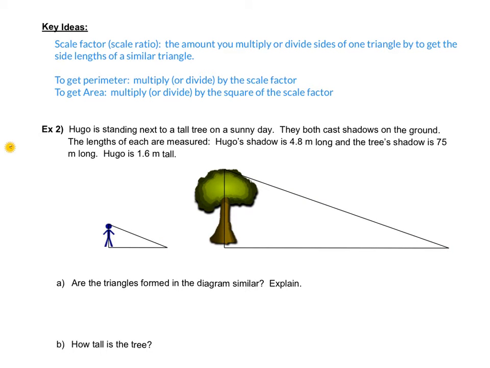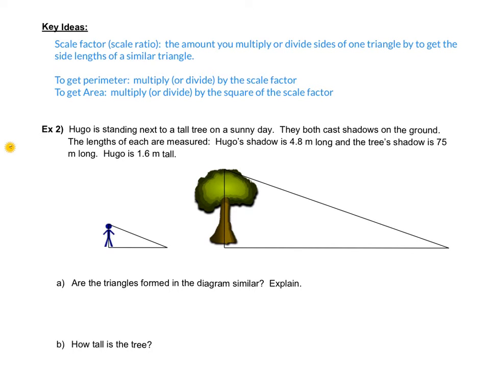So to summarize those ideas, the scale factor, which is also sometimes referred to as the scale ratio, is the amount you multiply or divide sides of one triangle by to get the side lengths of a similar triangle. And we always get that by doing our ratio between the two corresponding sides. To get perimeter, it's just a multiplication or division by the scale factor directly, but area has that square of the scale factor relationship there. So you need to multiply or divide by the square of the scale factor. All right, so let's actually use this to help us find some information here.